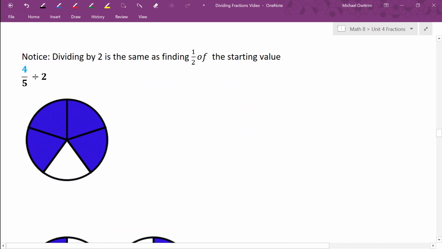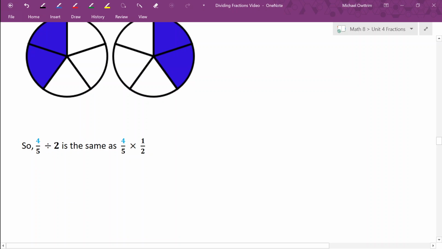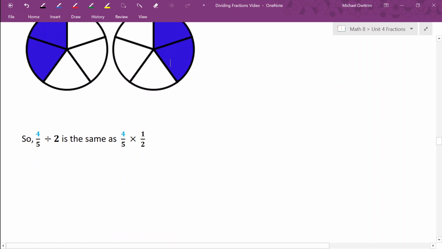Now what I want you to notice is that dividing by 2 is the same as finding half of our starting value. Obviously if we were to take our initial picture here and cut it in half, each of those halves would have 2/5, right? We've got 2 sections out of 5 total, 2 sections out of 5 total. And so this is actually a really useful fact for us, because saying that dividing by 2 is the same as half of means multiply, and half is this fraction.